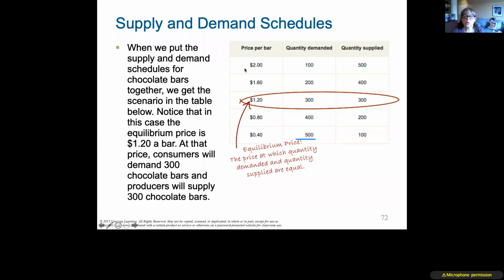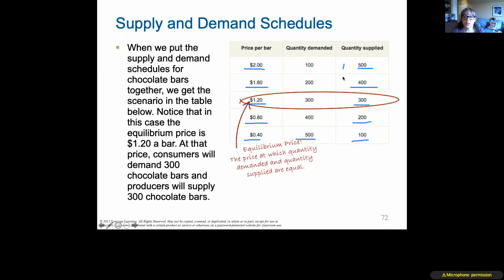Now, over here, we can do the same thing for the supply. We know at $2.00, they supplied 500. At $1.60, they supplied 400. At $1.20, they supplied 300. At $0.80, they supplied 200. And at $0.40, they supplied 100. This represents the supply curve.